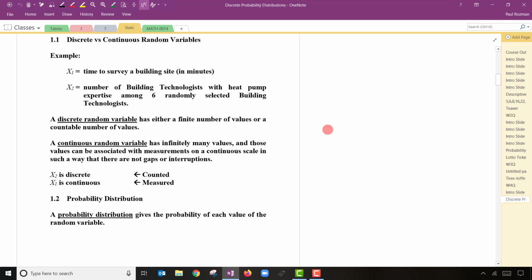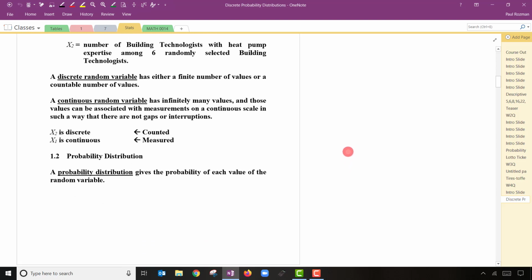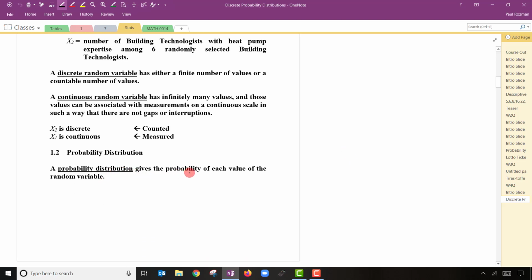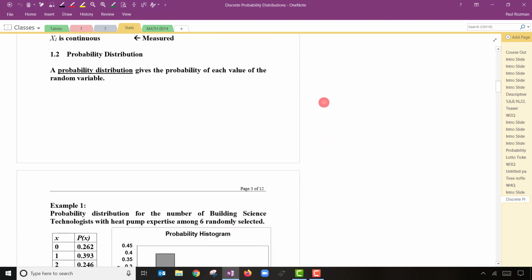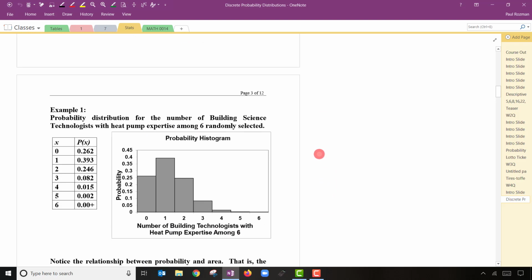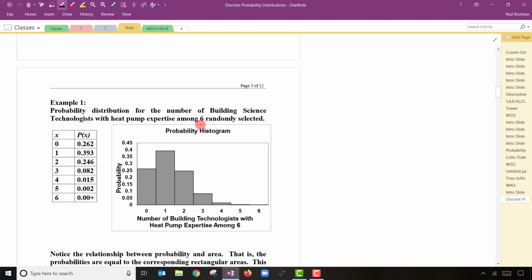Diving into this discrete case, we're going to link, like I said, probability to each of the outcomes. That's what creates this probability distribution. So we are really combining our first few units of the course and studying it as one. Here's that heat pump example. I randomly pick groups of six building technologists, and I ask them, do you know stuff about heat pumps? Sometimes no one knows anything about heat pumps, and that occurred roughly 26% of the time when I did my survey.